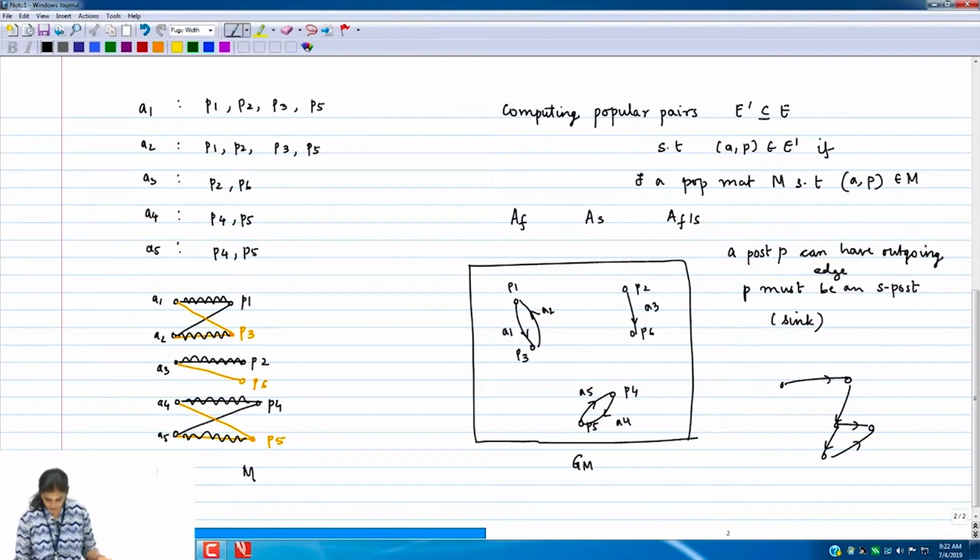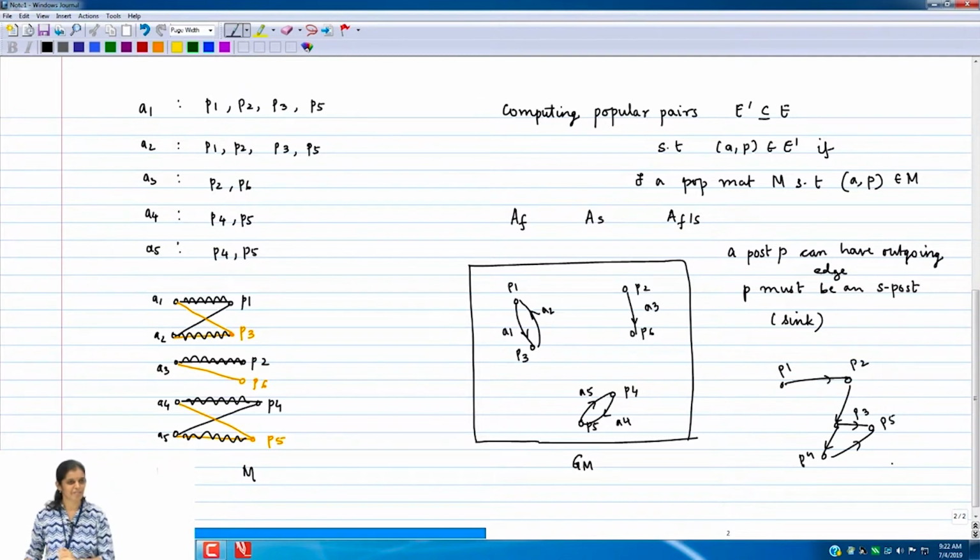So what is wrong? Let me label the posts. So it is called P1, P2, P3, P4, P5. So can I have the switching graph like this? Yeah, why can't I have? Not more than one incoming edge. Yeah. So what is wrong with this?